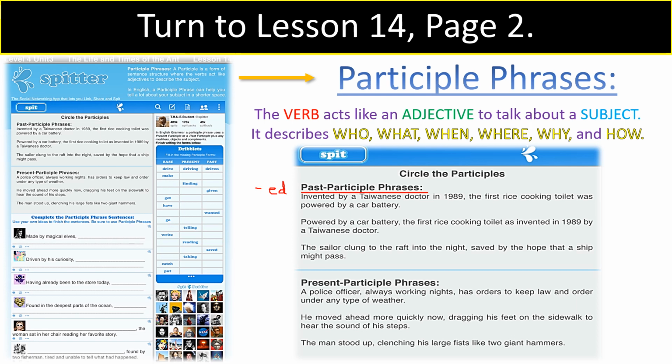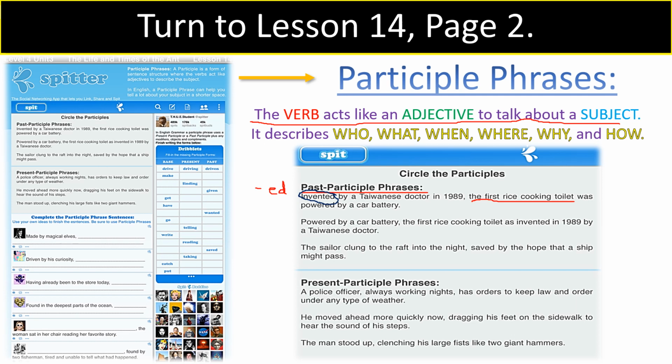Let's start with number 1. Mr. Pan is going to read. Invented by a Taiwanese doctor in 1989, the first rice cooking toilet was powered by a car battery. So like we say, the verb acts like an adjective to talk about the subject. The subject in the sentence is the first rice cooking toilet. So what past tense verb acts like an adjective to describe this? Invented. This gives you more information about the subject, and it uses a past tense verb, a past participle, invented.